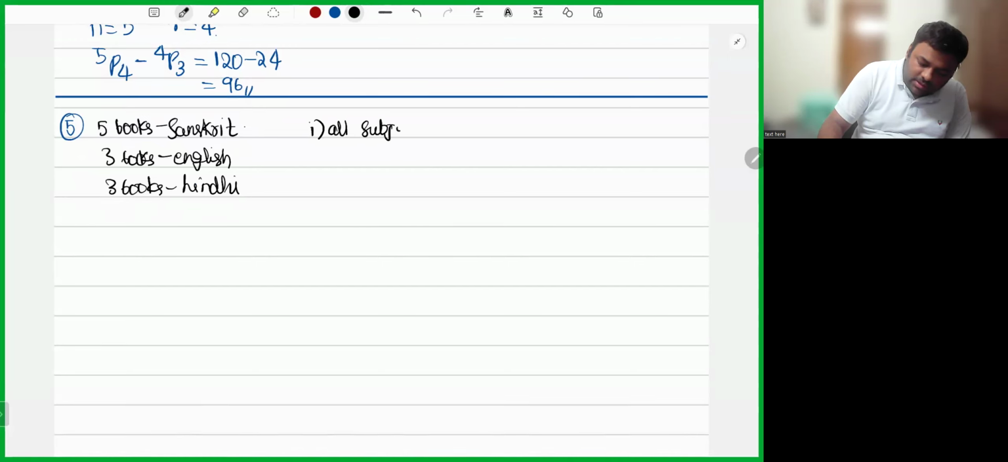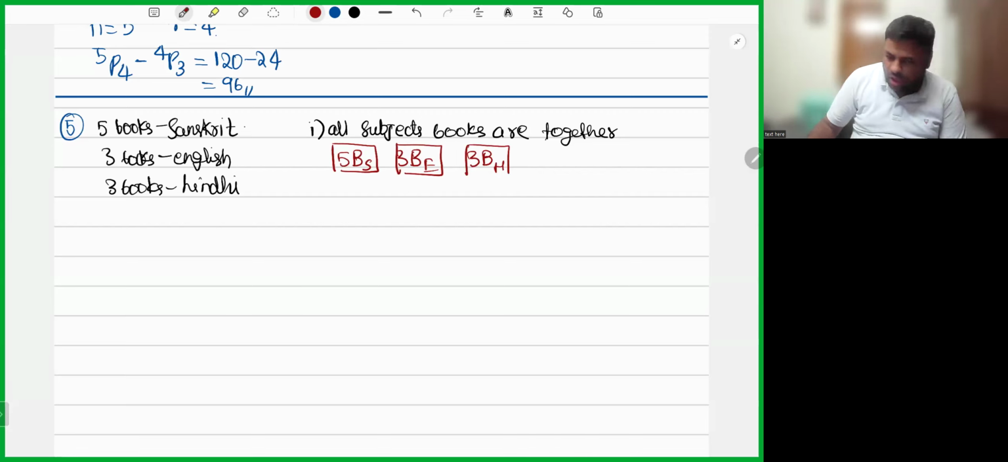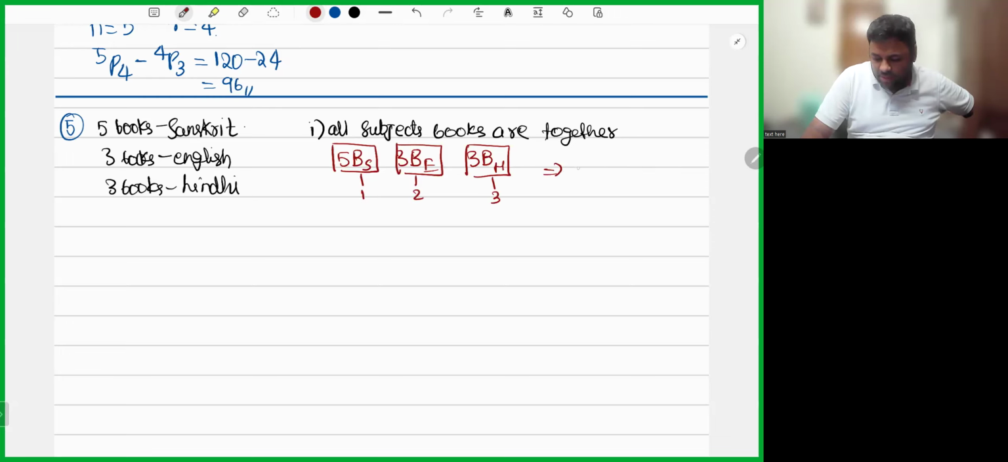All subjects' books are together. When I'm telling all subject books are together, how will you form it? 5 books of Sanskrit, I'll make into 1 unit. 3 books of English, I'll make them 1 unit. 3 books on Hindi, I'll make them 1 unit. Okay. So how many units are you having? 1, 2, 3 units. How can you arrange 3 units in 3 places?